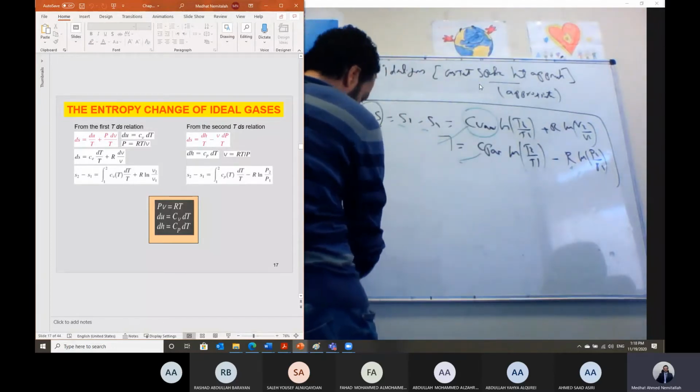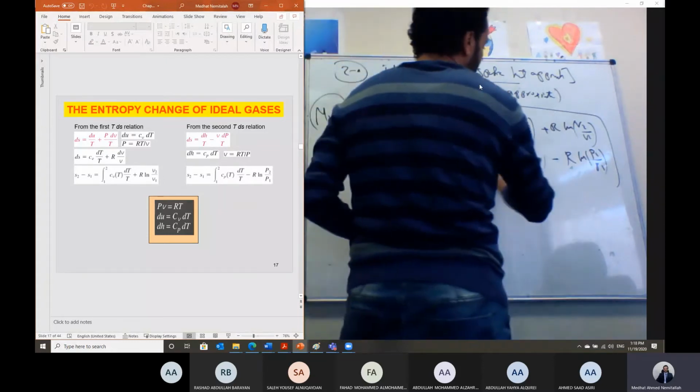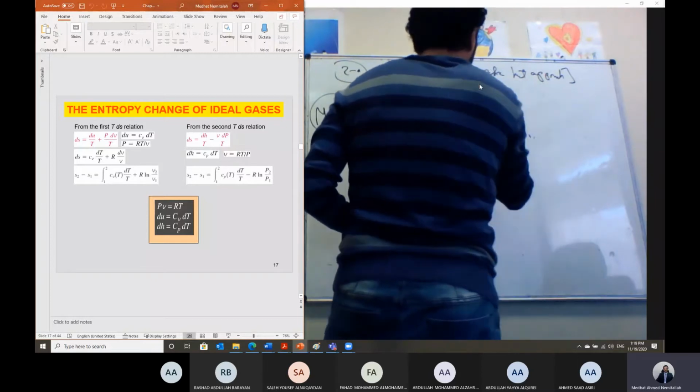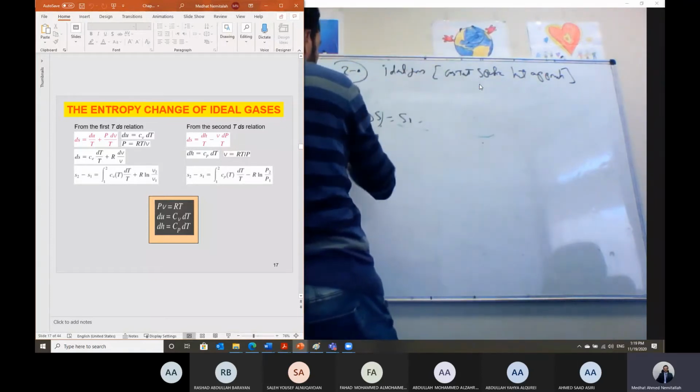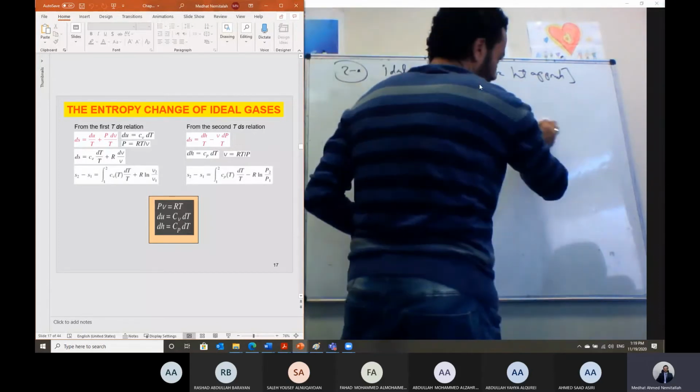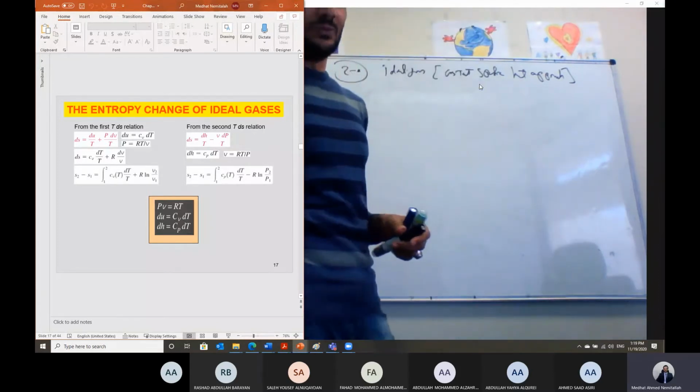So variable specific heat means that Cp and Cv are not constant. They are functions of temperature. So in this case, we have to do this integration and calculate this value. They have already done this integration and listed the values in the table.